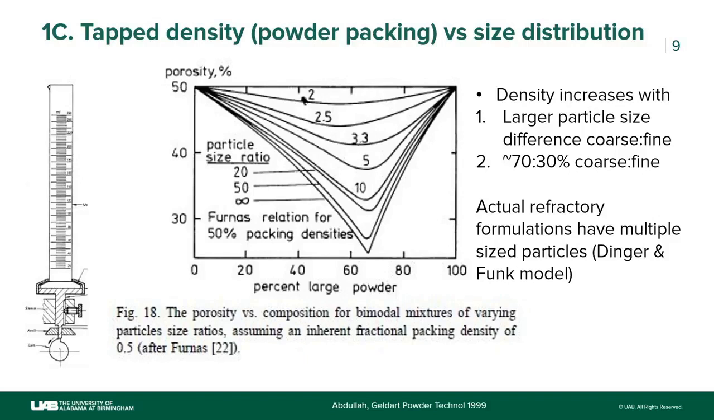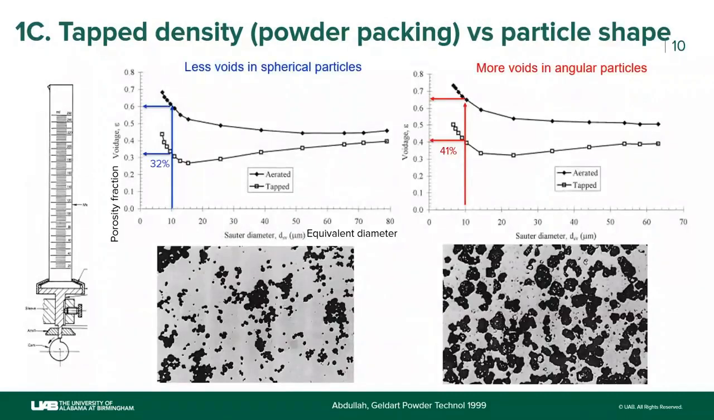So we all know tap density is a function of particle size distribution, but moreover, it is also a function of the sphericity of the particles. So if you have angular particles, you will have higher porosity, meaning lower tap density, and if you have spherical particles, it will pack well, and you will have higher density, lower porosity.